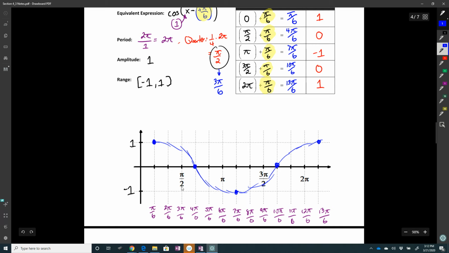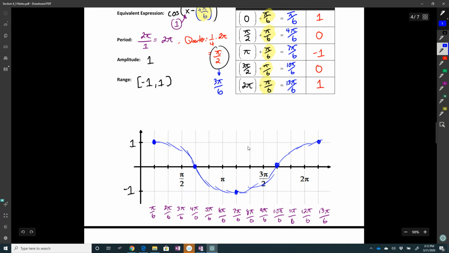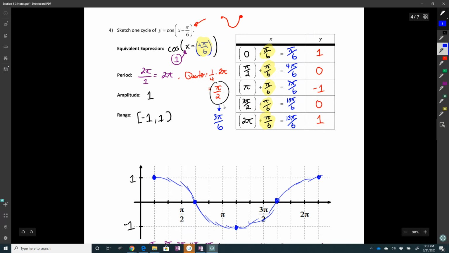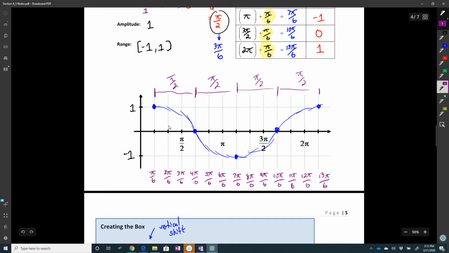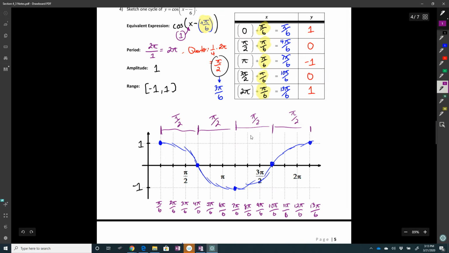All right. So again, each dot is placed pi over 2 away from each other. Notice that the distance from here to here is pi over 2, same as the distance from here to there. So we still have our 4 regions. It's just that since the shift was pi over 6, I made each tick mark pi over 6, so it'll be easier to plot the shift. But anyway, hopefully you got that, and let me know if you have any questions.